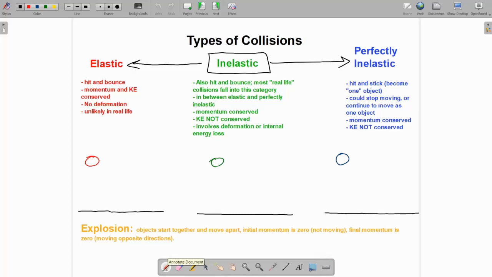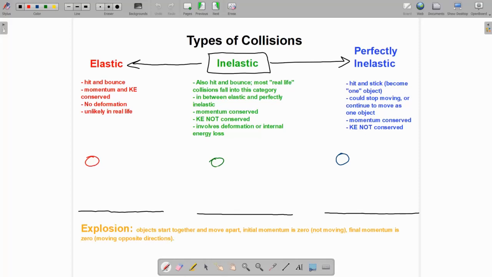When people hear explosion, they're thinking like dynamite, TNT, boom, that sort of thing. An explosion, in the sense of a collision, is simply when two objects start together, like they're connected, and then they move apart from one another. For instance, a Nerf gun, where there's the Nerf bullet inside of the gun, and then you pull the trigger and the bullet separates from the gun, right?